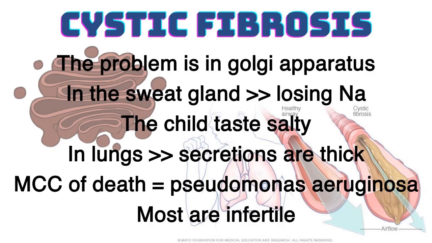The most common cause of death is infection due to Pseudomonas aeruginosa. Also remember, they ask questions on fertility. What's the percent chance for a male with cystic fibrosis of having children? Look at between 0 and 5%. Most of them are infertile, so look for something less than 5% as an answer. Females can get pregnant, but they only have about a 30% chance. They're not totally infertile, but they have a better chance than a male.